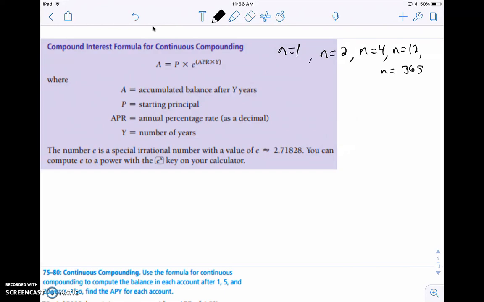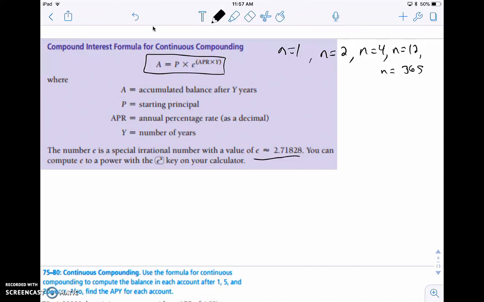At any fraction of a second that you can imagine, this thing is compounding. And the formula is this. It's the amount equals the principal times this number E raised to the APR times Y power. And the question is where does this value E come from, which is 2.71828, and it is in your calculator, so use the number in your calculator.